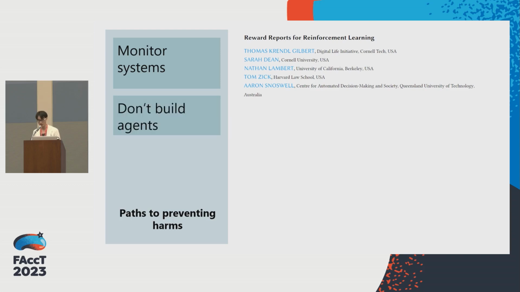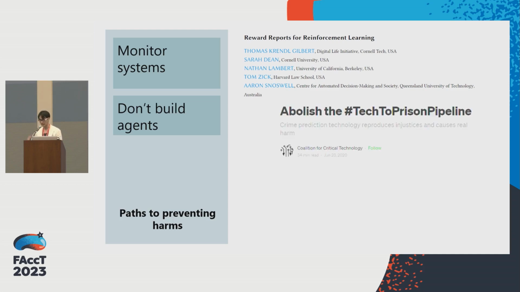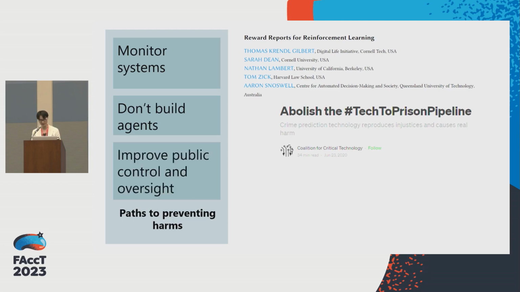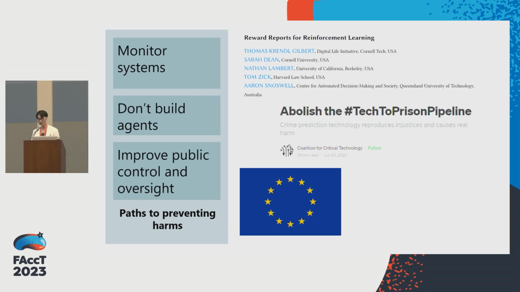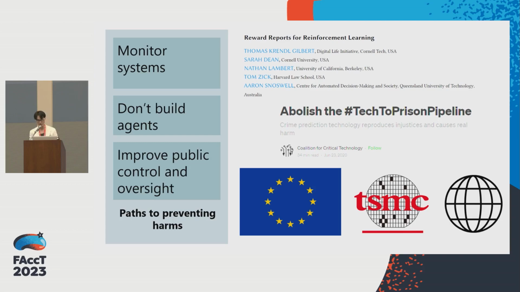Secondly, we can decide not to build agentic systems if we agree that the harms of agentic systems outweigh the benefits, just as we've decided collectively not to pursue certain applications of machine learning in particular areas. And finally, we should be improving public control and oversight over the development of AI systems in general. This could look like regulation, but this could also look like controlling the key drivers of AI development, like compute and data.